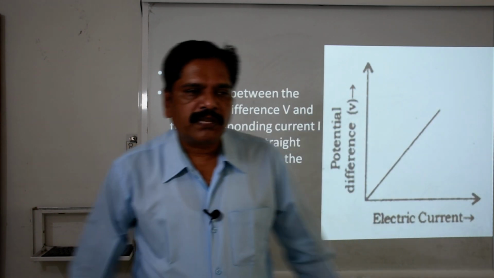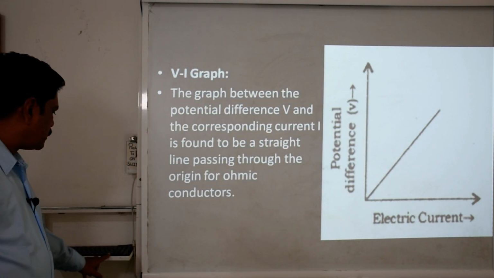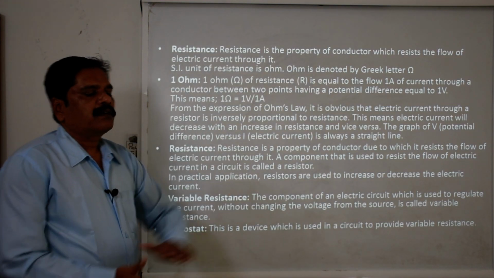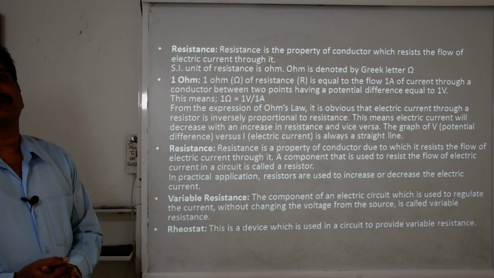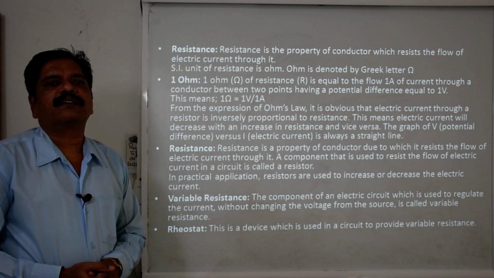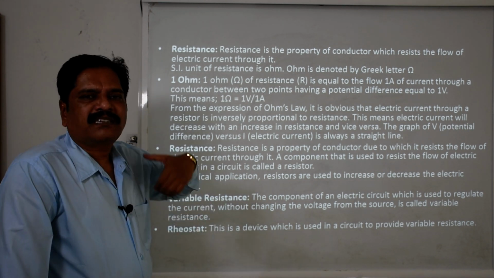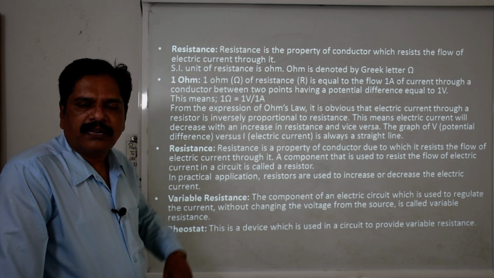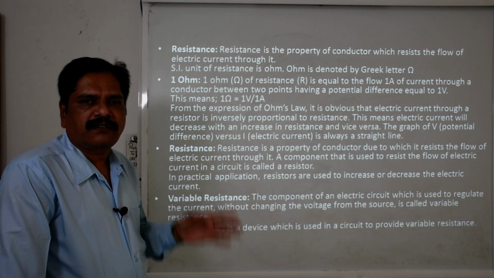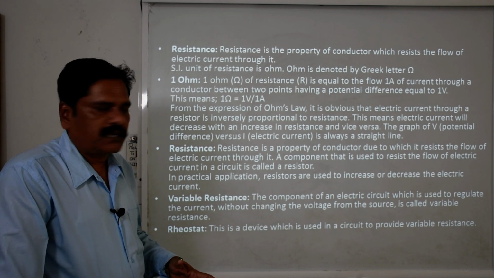So remember, this VI graph is denoting only this much, nothing is special. Clear? Now we are moving forward to learn one more term, called resistance. Simply, what is resistance? Resistance means an obstacle. Resistance means an interference. Simply, that is the literal meaning.